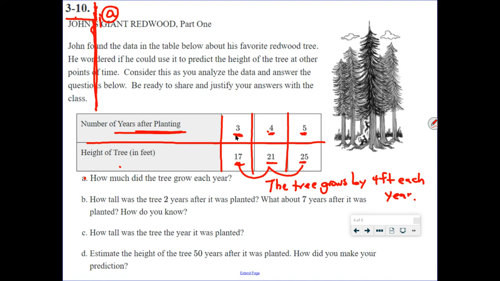Okay, cool. So, based on that, can you do me a favor, please? Can you tell me, this is letter B, how tall was the tree 2 years after it was planted? And what about 7 years after it was planted? And how do you know? So please take a minute right now and go ahead and answer those questions. When you're done answering them, unpause it, and we'll check to see if you're right.